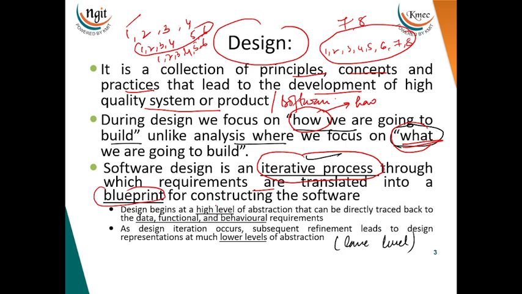Design is built at a high level of abstraction that can be directly traced back to data, functionality and behavior requirements. The design iterations occur based on that to lead the design representation. What do you mean by the iteration process? We are going to a lower level, at a lower level of abstraction, to know all those things.